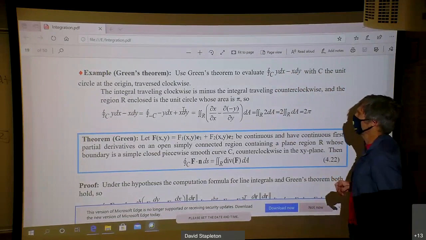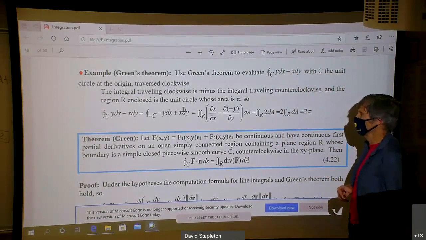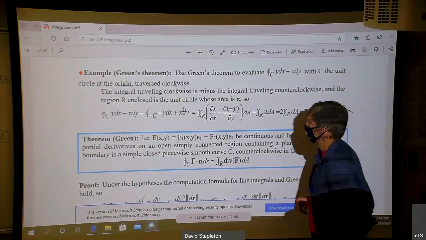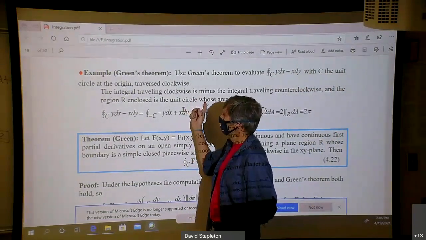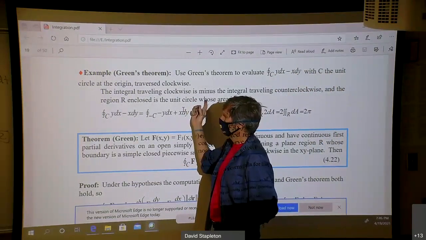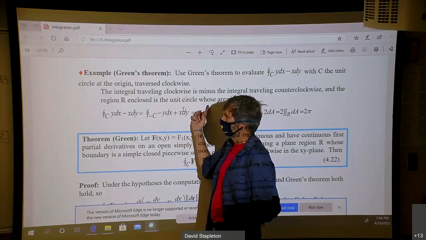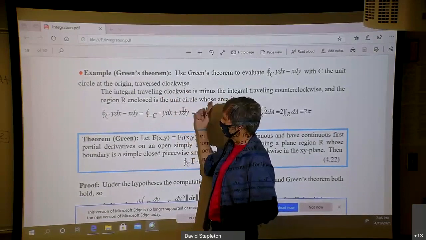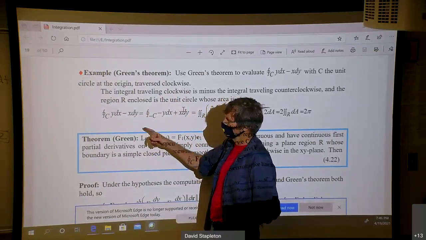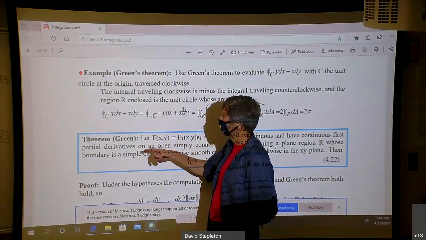Oh, wait a minute. What if it's clockwise? Green's theorem only applies to counterclockwise curves. What do we do? Well, remember on the scalar line integral, the integral along the path doesn't matter which way you go, it's the same value. But on the vector line integral, if you go the opposite direction, you get minus the line integral because the tangent vector points the opposite direction.